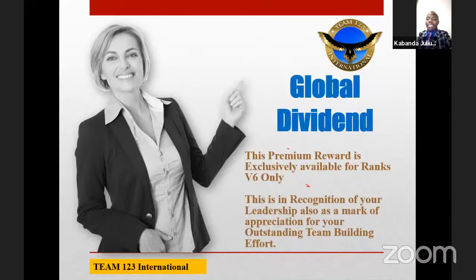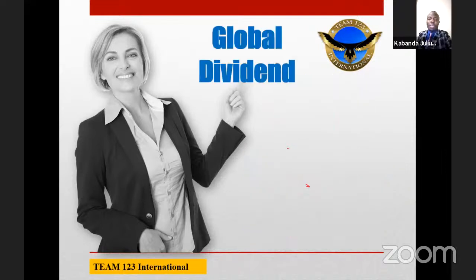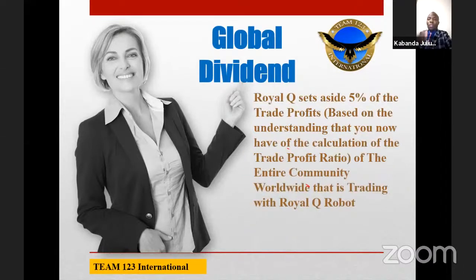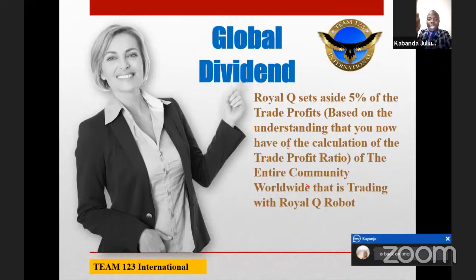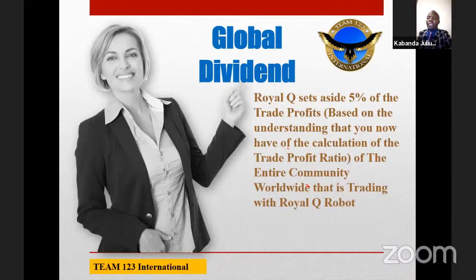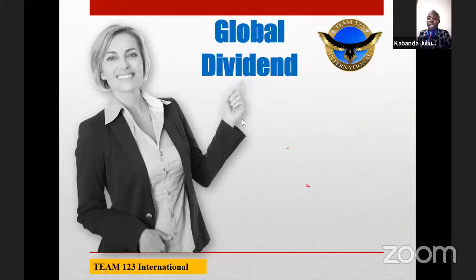As a V6, ladies and gentlemen, starting tomorrow morning, midnight tonight, you will be entitled to 10%. It has been 5%, and the 5% has been paid to everybody across the whole world in Royal Q on a monthly basis. But starting tonight, it's going to be paid after 24 hours. Every 24 hours, you are going to be receiving this amazing global dividend.